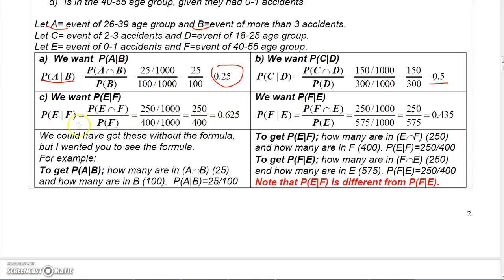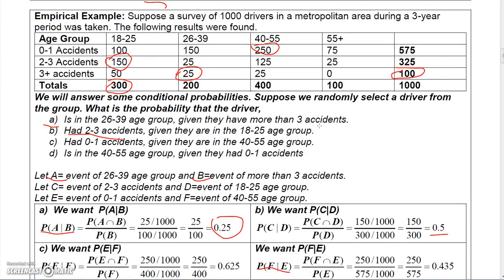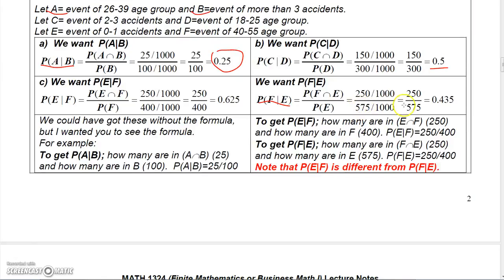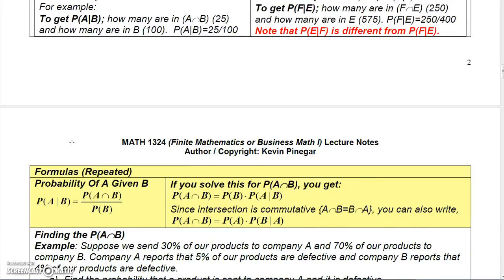Now what's interesting, if we flip those around and go the other way, if we want the probability of F given E, well, E intersect F and F intersect E are the same thing. So the numerator would still be 250 out of 1,000, but now we calculate the probability of E on the bottom, which was the probability of 0 to 1 accidents, and that's 575 out of 1,000. So you'd have 250 over 575, and that comes out to 0.435. You could have figured this out without the formula, but I really wanted to stress the formula here.